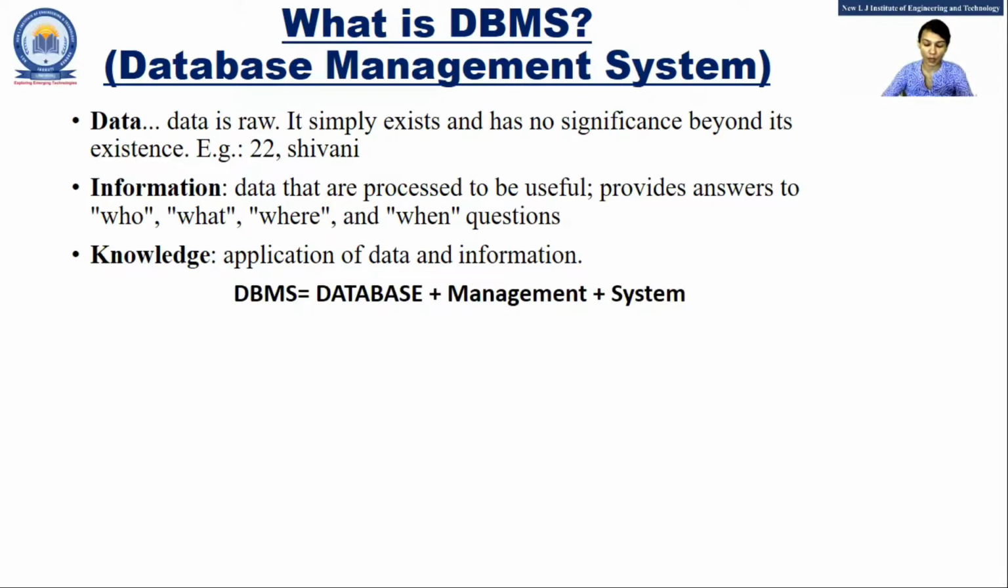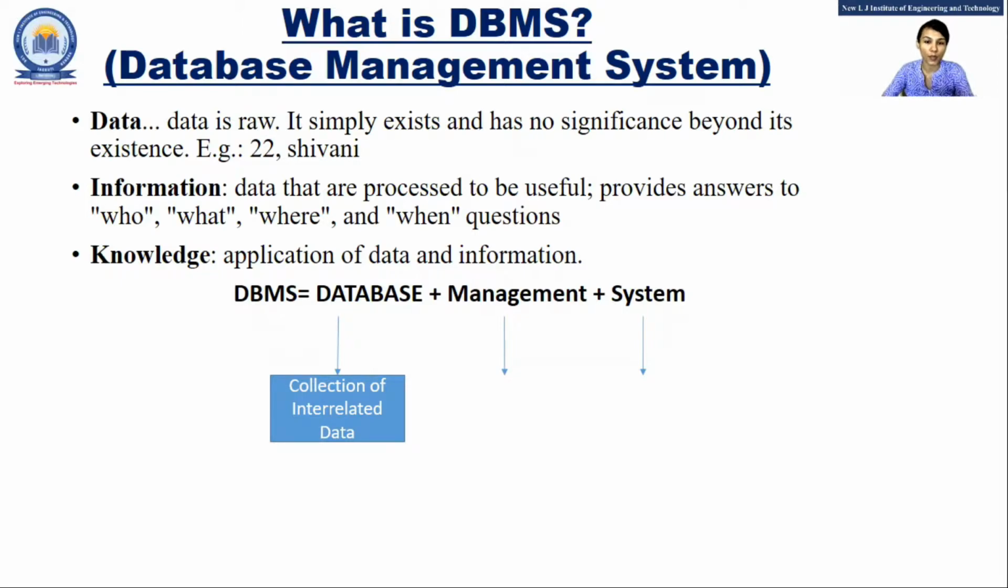Now what is this database? A database is the collection of interrelated data, which means suppose you are making the database of some college, then there will be different tables like student, faculty, admin. These tables are interrelated to each other. So this is the collection of interrelated data.